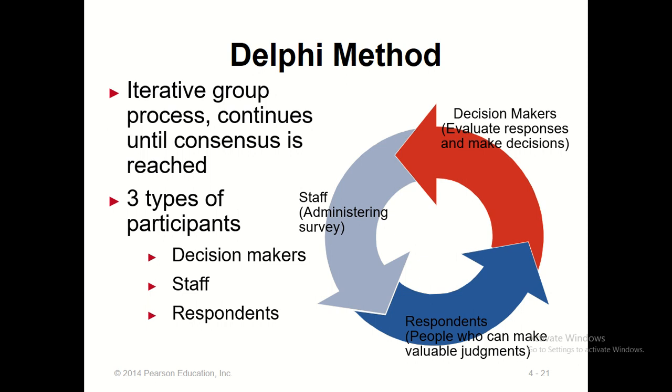Tapos, ang respondents, tagtagan sa survey, those are the people who can make valuable judgment that will be later used in the decision making. So, whatever the result of the survey, here comes the decision maker nga mauna siya ang mo-evaluate sa mga responses and to make a decision. Okay? So, iterative group process continues until consensus is reached.